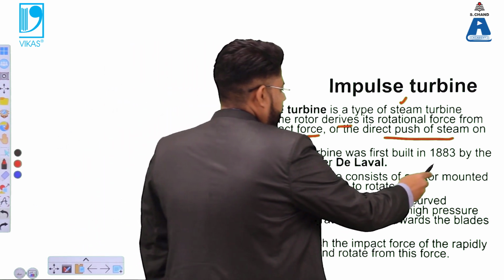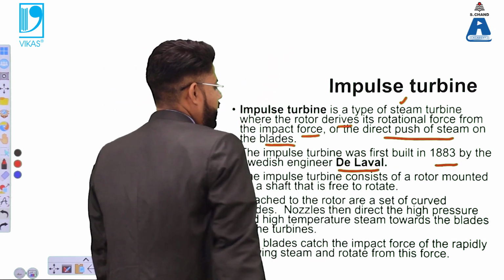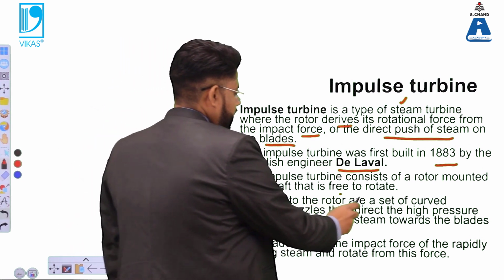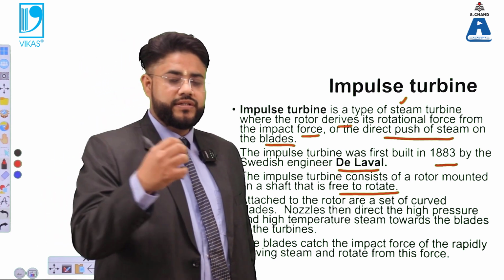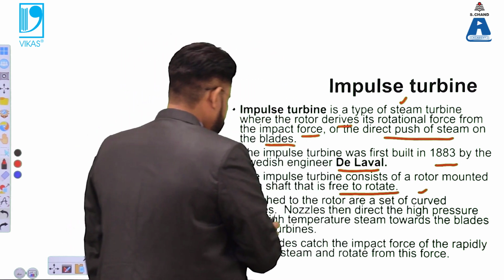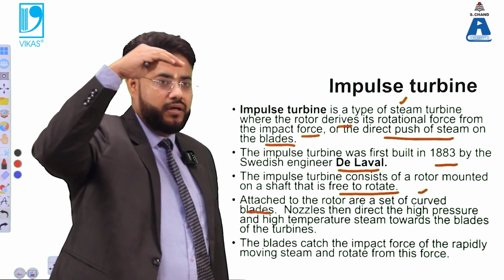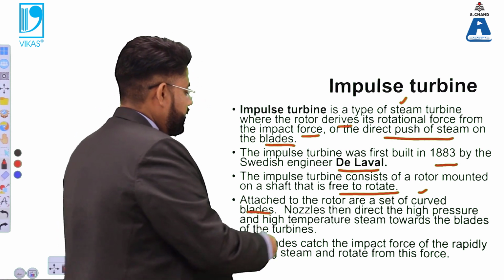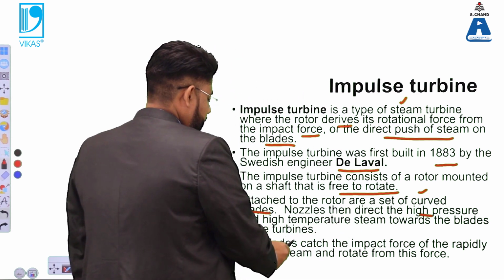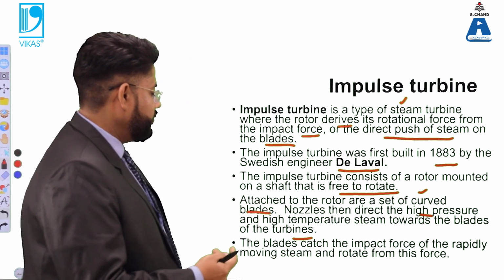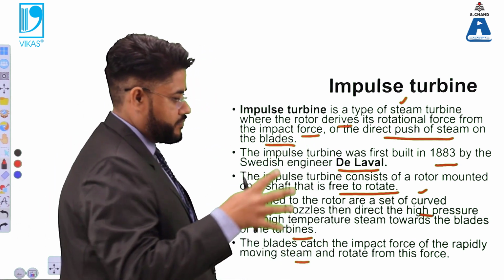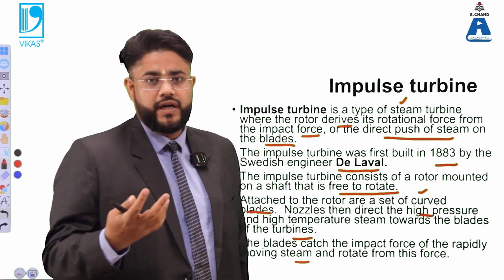It was first built in 1883 by the Swedish engineer De Laval, and the impulse turbine basically consists of a rotor which is mounted on a shaft that is free to rotate. Attached to that rotor there is a set of curved blades, and the nozzle directs the high pressure and high temperature steam towards the blades of the turbine. So basically the blade catches the impact force of the steam and rotates that component from the force derived from that steam.